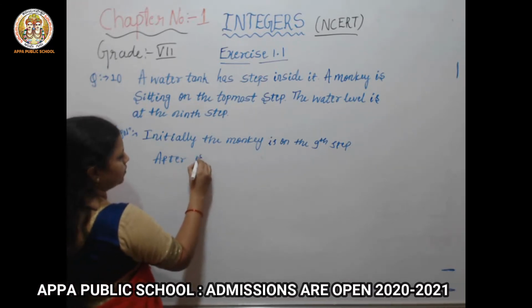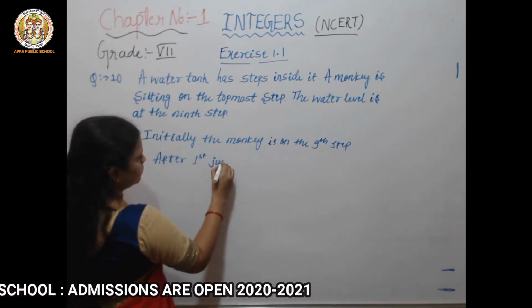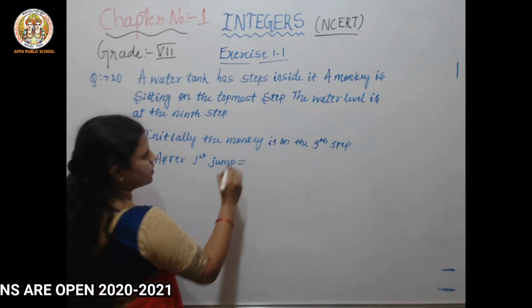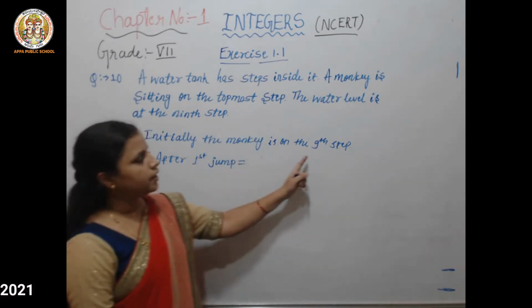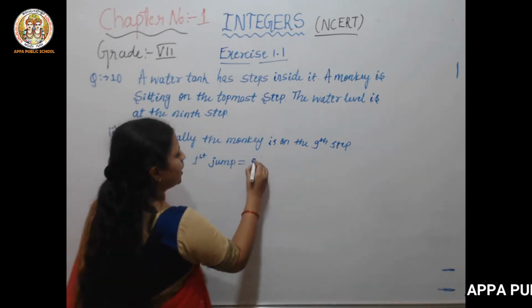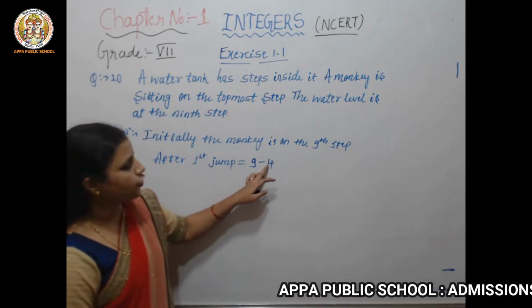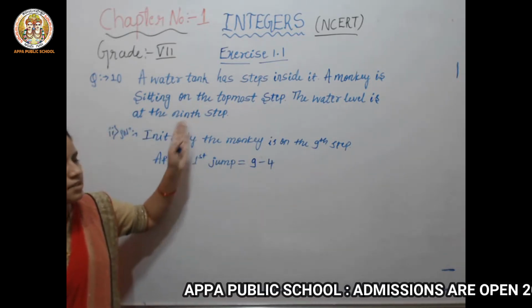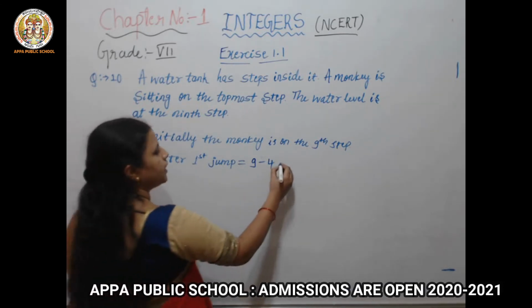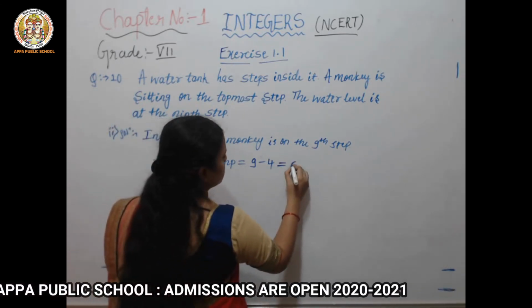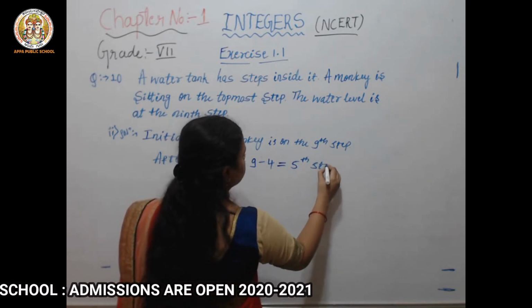After the first jump, initially the monkey is at the 9th step. So 9 minus 4. And why are we doing a minus 4 here? Because there is a step up. Now it has 9 minus 4, the 5th step.